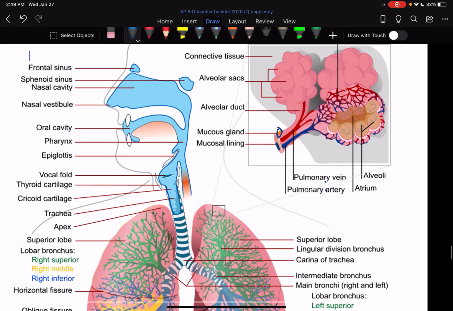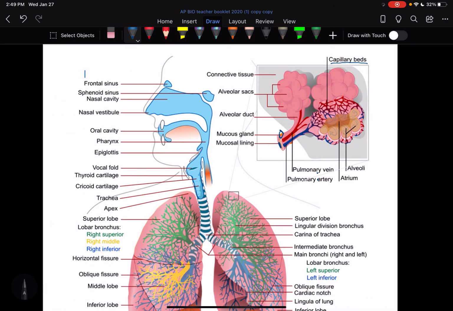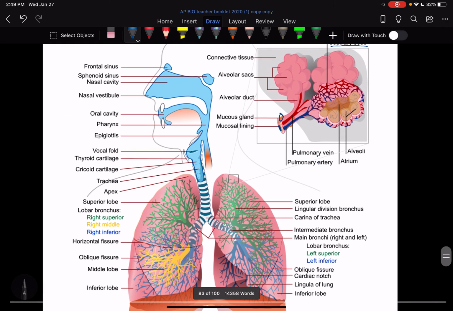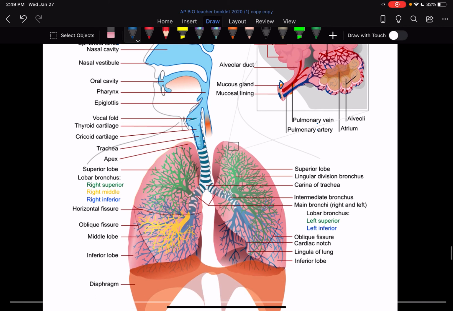This diagram is a great summary of all the different parts of the respiratory system. And there's a lot here that we don't need to worry about. We're not really looking at the sinus glands. We're not really worried about frontal sinus or sphenoid sinus. We're not worried too much about the different types of cartilage that we have. We don't care about the apex. Those aren't the parts that we care about, but you can see the complexity.